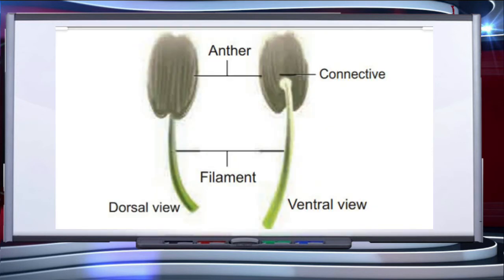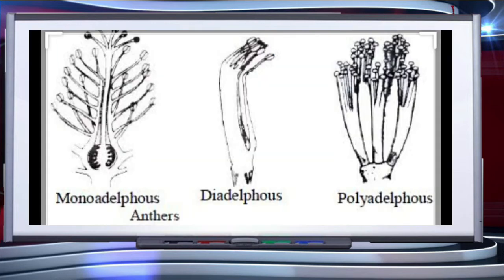Now let's talk about androecium, the male part of flower. Androecium is composed of stamens, and each stamen, which represents the male reproductive organ, consists of a stalk or a filament and an anther. Each anther is usually bilobed and each lobe has 2 chambers, the pollen sacs. Pollen grains are produced in these pollen sacs.